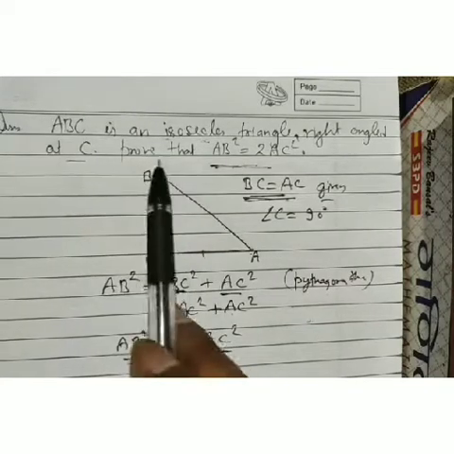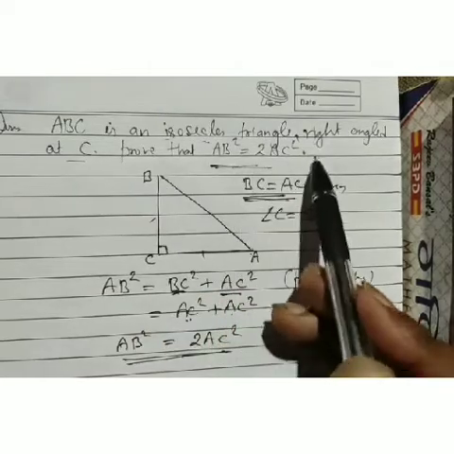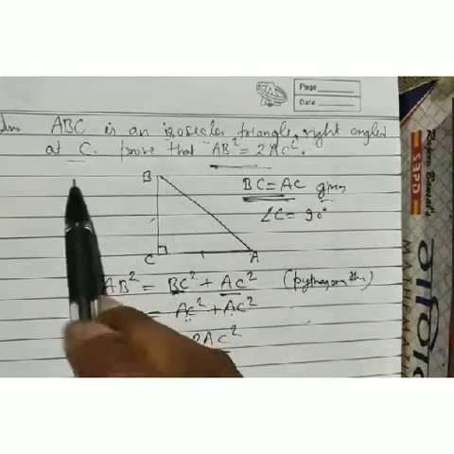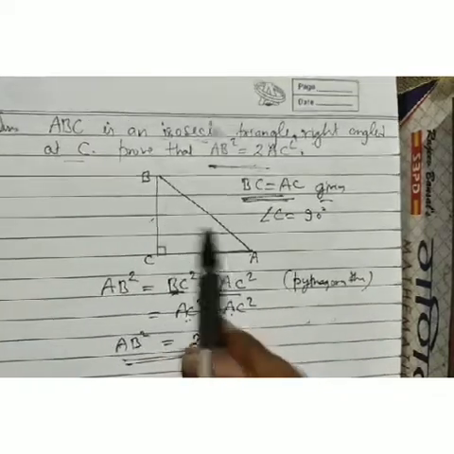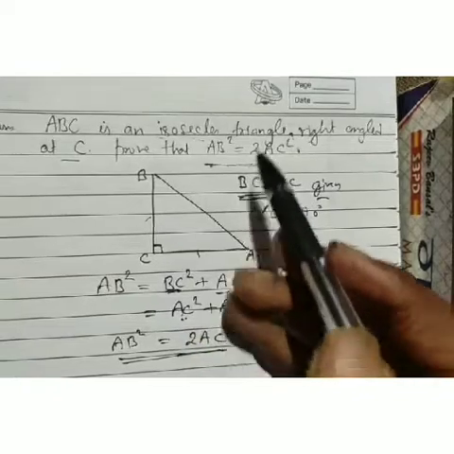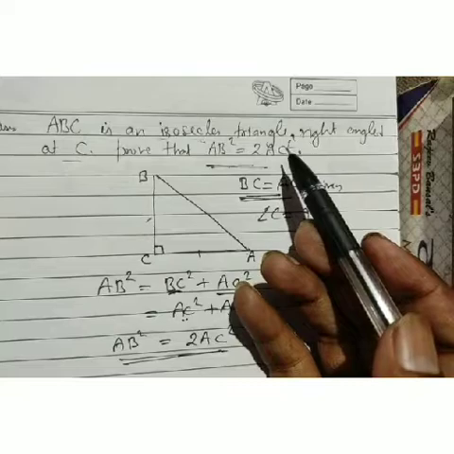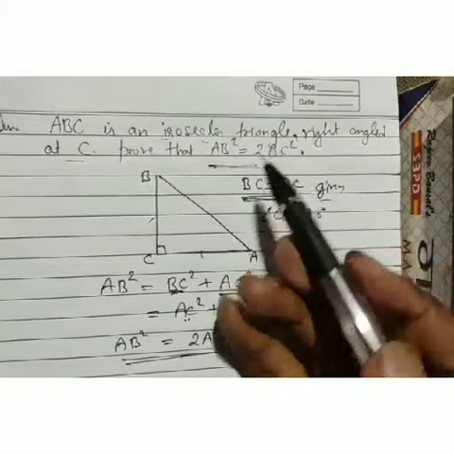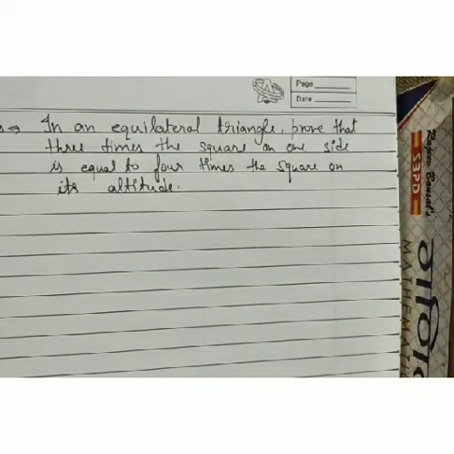It means in any isosceles triangle ABC that is right angled at C, the hypotenuse square is equal to 2 times the square of its side other than the hypotenuse. Now we are going to move on to our next problem, again based on Pythagoras theorem.